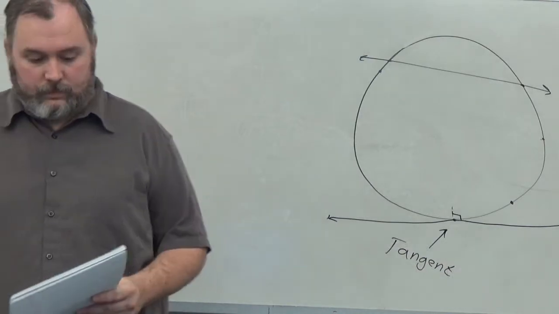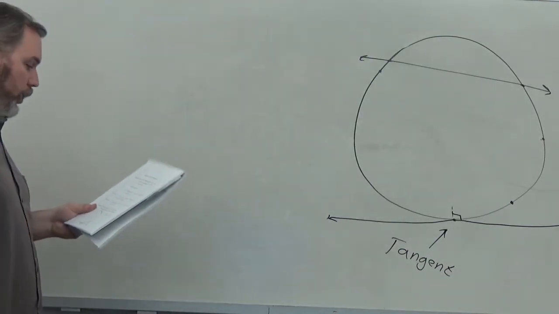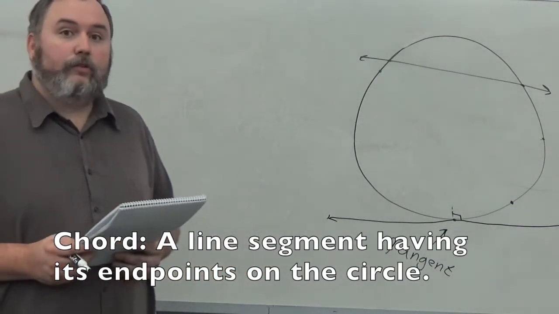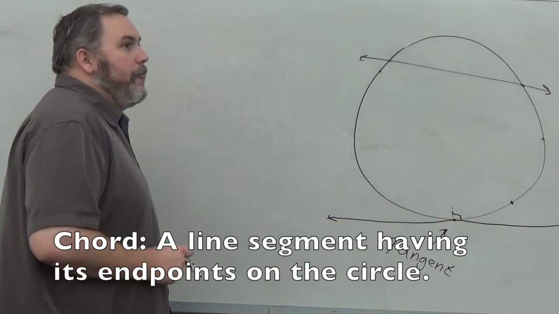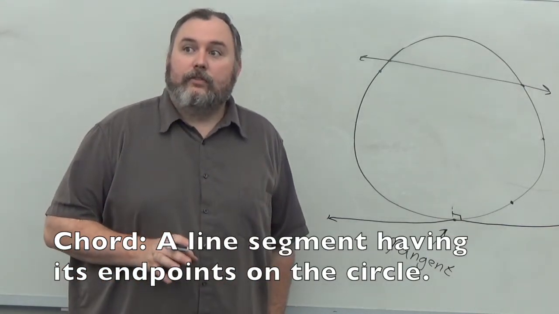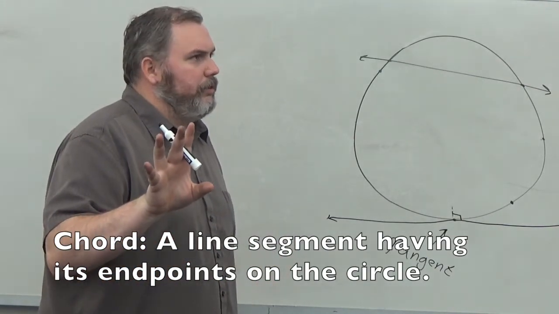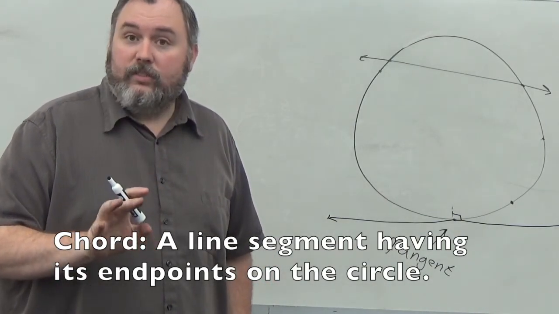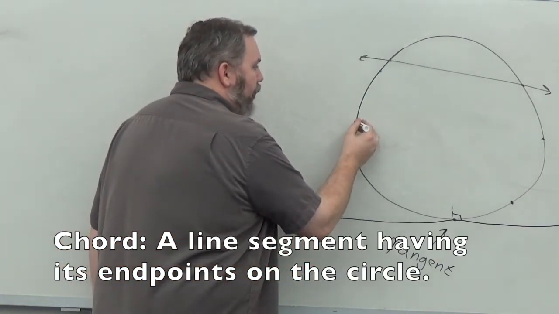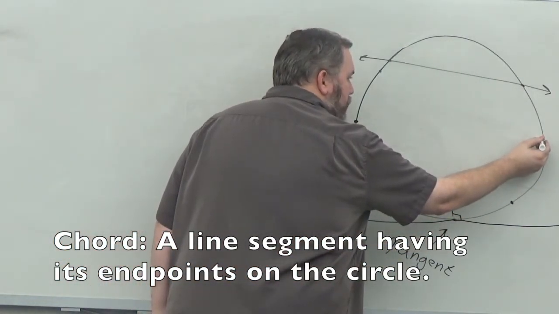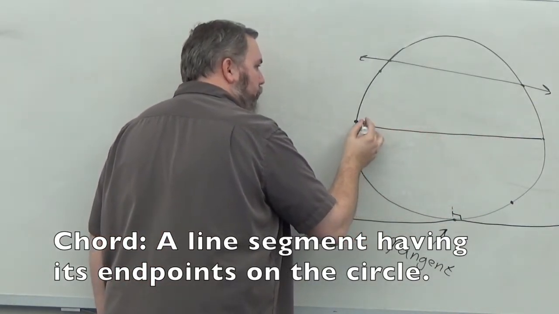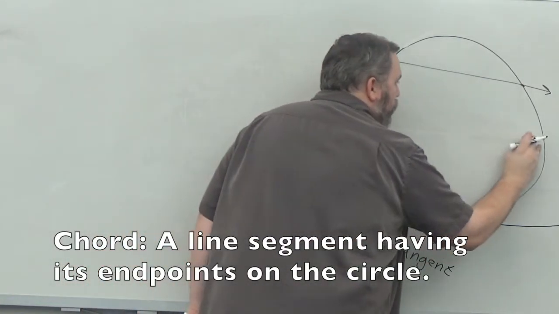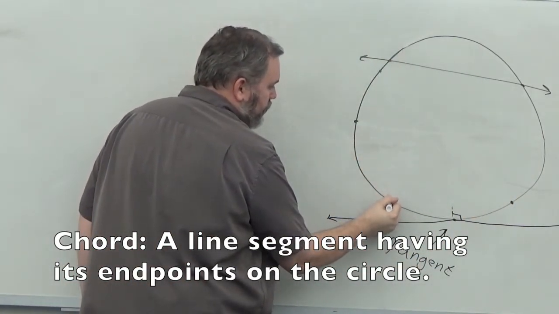That's a secant. The next one is what we call a chord. It's a line segment having its endpoints on the circle. In other words, let's think of it like this. A type of chord is the diameter. So it's going from one side to the other. This is a chord because it's going from one point to the other. But not only is the diameter a chord, we could say this type is a chord.